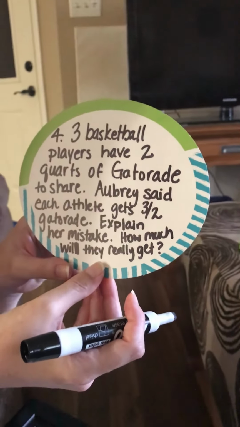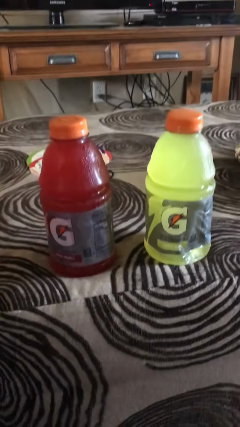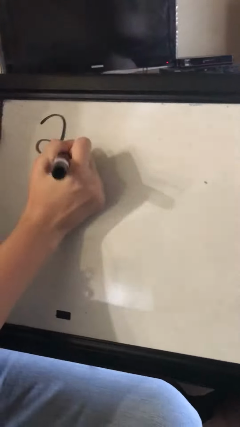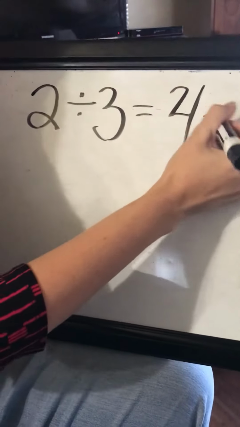So in this question, we've got 3 basketball players, but only 2 quarts of Gatorade. So we've got our 2 quarts of Gatorade and then our 3 basketball players. So when we write our equation, we want to share the 2 quarts of Gatorade divided by the 3 players. So that gives each player 2/3 of a quart.